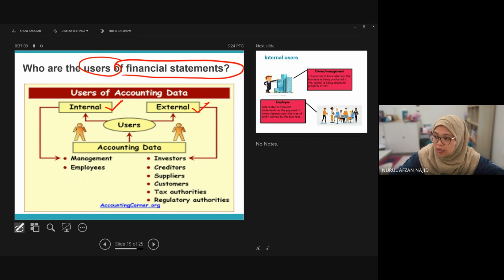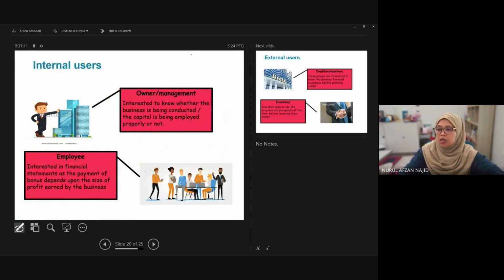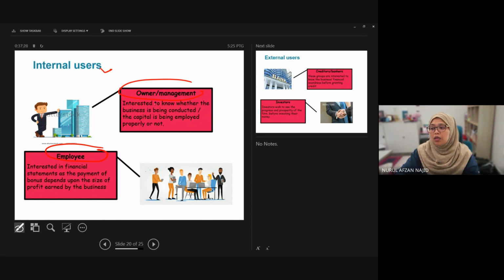Okay, Madam teruskan dengan next slide. Okay, so internal users ni contohnya owner, pemilik syarikat tersebut. Dan juga pekerja syarikat tersebut. Sebab dia bekerja dalam tu kan. So kenapa dia perlukan financial statement ni? Sebagai owner, dia kena tahu berkenaan dengan performance of the company tu yang dia dah conduct tu. Adakah dia okey ke tak okey ke, nak kena buang pekerja ke, nak kurangkan belanja ke, nak lebihkan lagi income ke, nak buat marketing lagi ke, macam tu.